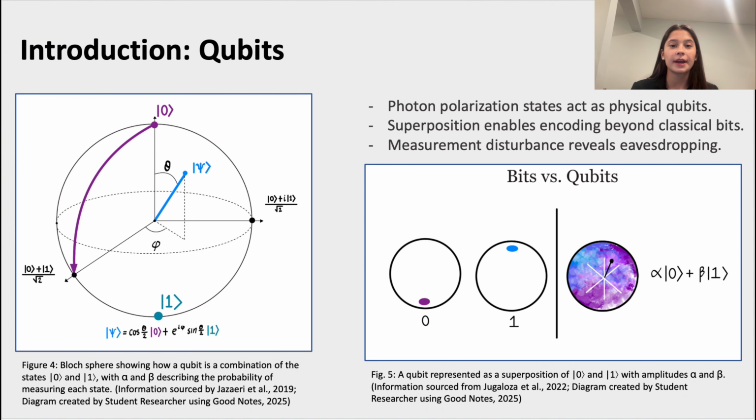In classical computing, information is stored in bits that are either 0 or 1. A qubit, however, can exist in a superposition of both states, which is mathematically represented as a combination, as shown in figures 4 and 5. These states can correspond to physical bases such as horizontal and vertical or diagonal polarization, as long as they are perpendicular. When a qubit is measured, it collapses into one definite state, with probabilities determined by the amplitudes alpha and beta. In this project, photon polarization states act as physical qubits, enabling secure quantum information encoding.